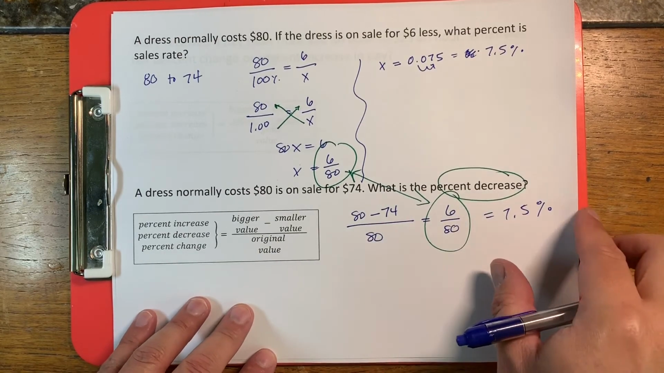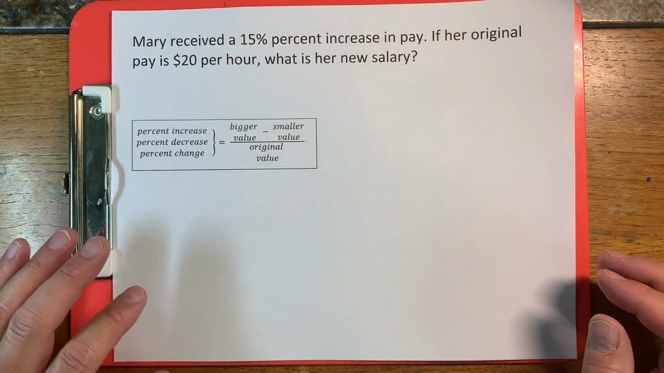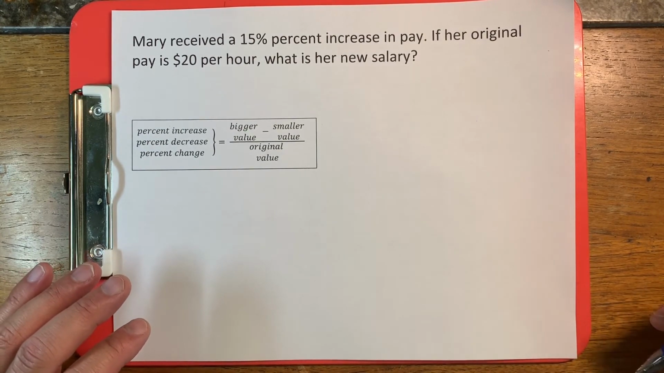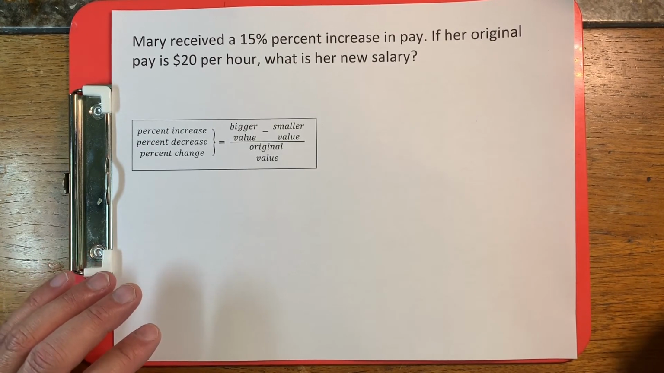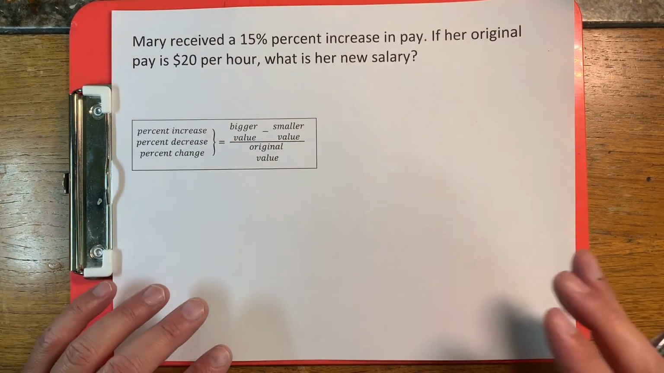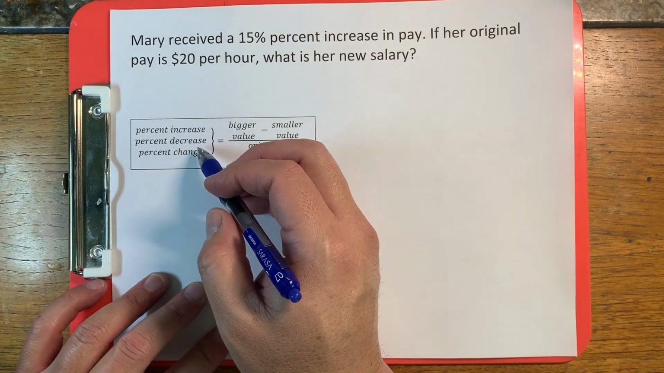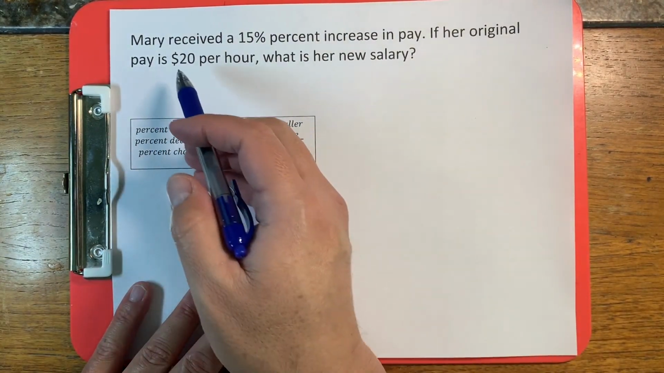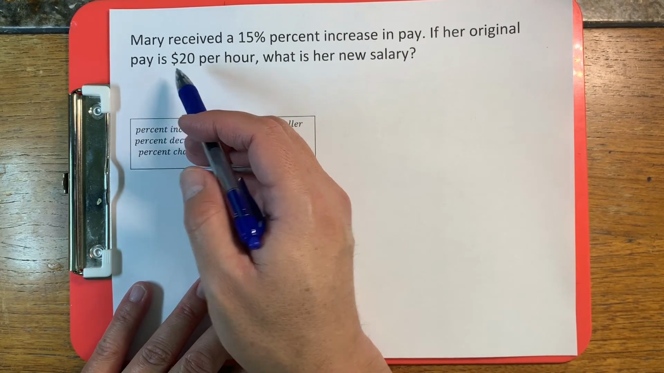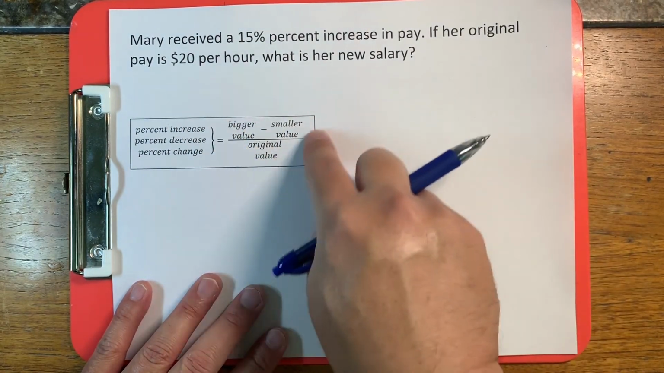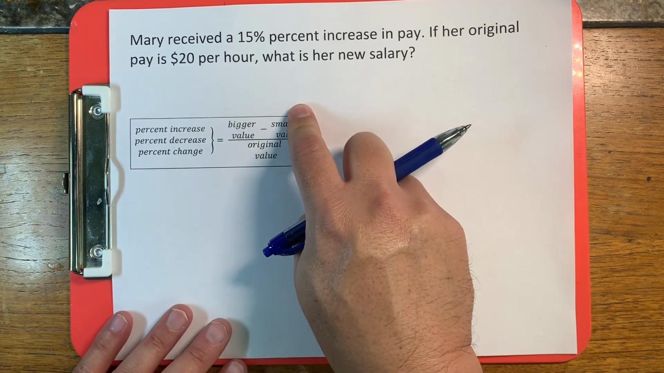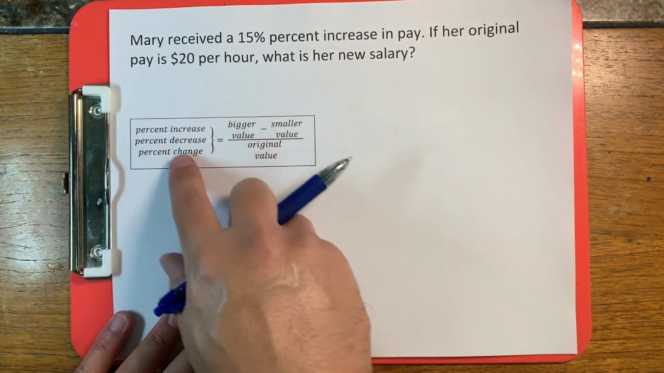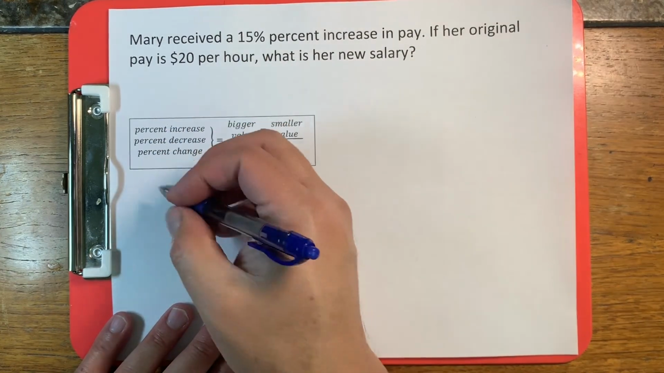So let's do a few more problems like this. Mary received a 15% pay increase in pay. If her original pay is $20 per hour, what is her new salary? Now, in the previous percent increase, percent decrease, percent change problems, they gave us dollar amounts. They would say she was originally making $20 and now she's making $25. That's why we would focus mostly on this side. Now, over here, they told us what the percent increase is. So if we look at this formula, the percent increase goes on the left side.